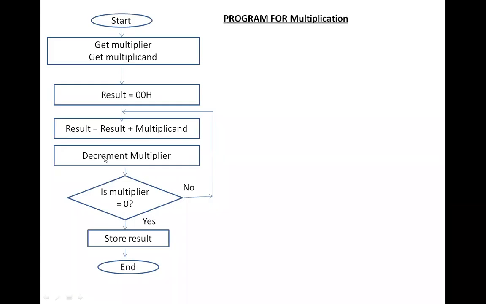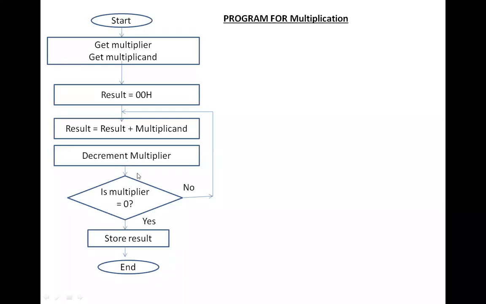Now again we decrement the multiplier. The multiplier was previously 3, it will become 2. Now 2 is not equal to 0, so it goes back and does result equals result plus multiplicand. The result is now 12, and it is added with 6, so the new result becomes 18. Then we decrement the multiplier, and the value becomes 1.